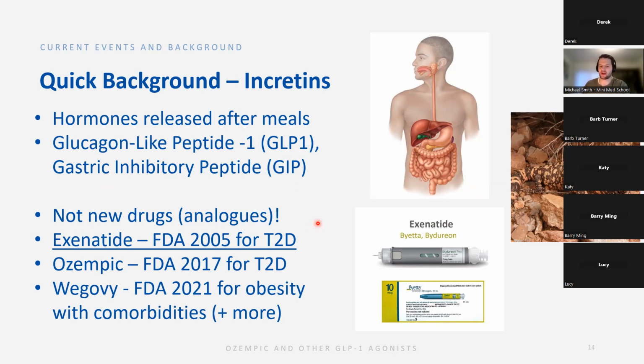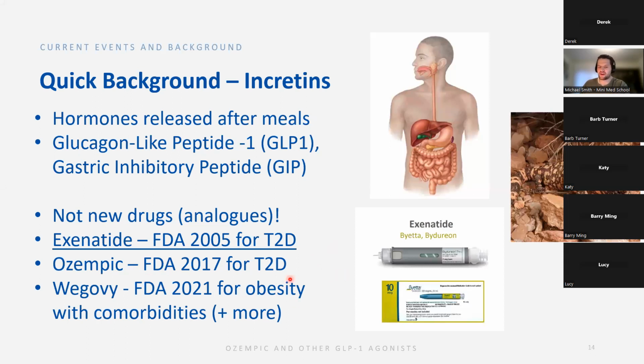GLP-1 was first discovered in the human body and in scientific research in the 1980s and 90s, where some of the initial research was done in these creatures called Gila monsters. GLP-1 was actually first synthesized from the venom of these Gila monsters and was produced and sold as exenatide, which was first approved by the FDA in 2005 for treating type 2 diabetes. So that's where they got the drug: they extracted it from these Gila monsters, which I found very interesting and very weird as well.